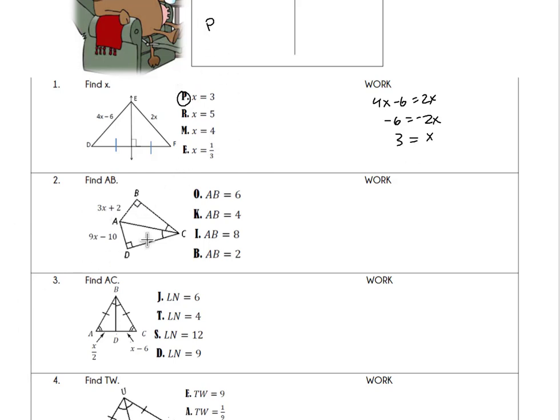Let's look at number 2. Find AB. Okay, so perpendicular bisector. These two segments are going to be congruent. We got 3x plus 2 equals 9x minus 10. Take away 2 from both sides. Take away 9x from both sides. Minus 6x equals negative 12. Divided by negative 6, x equals 2. AB is equal to 2. That gives us a B for our box.